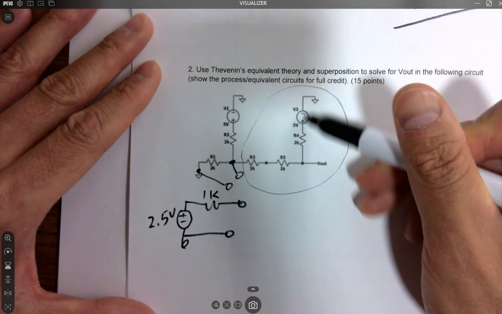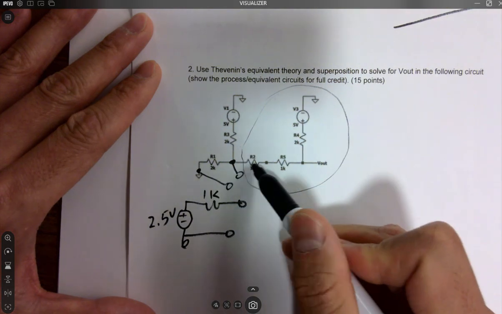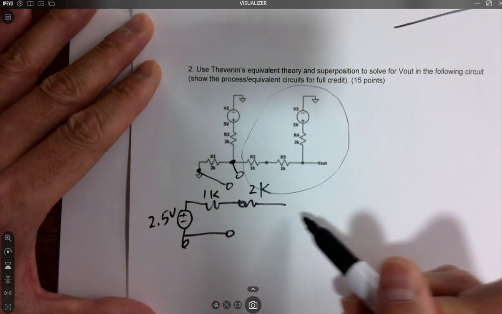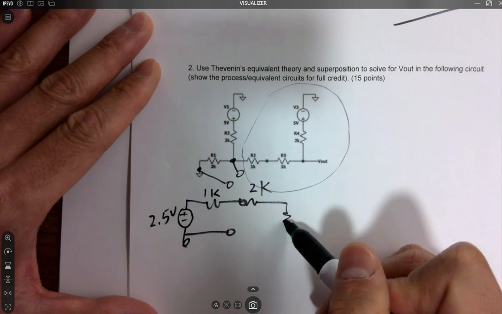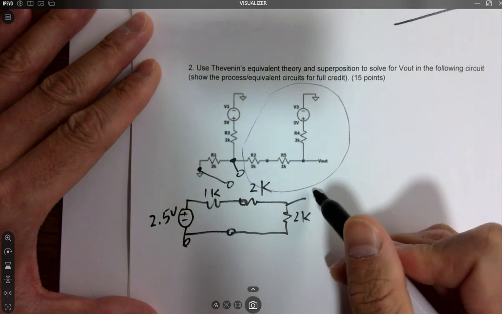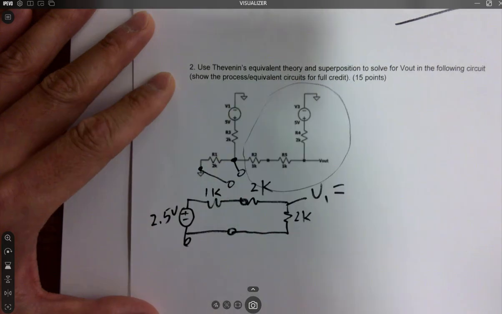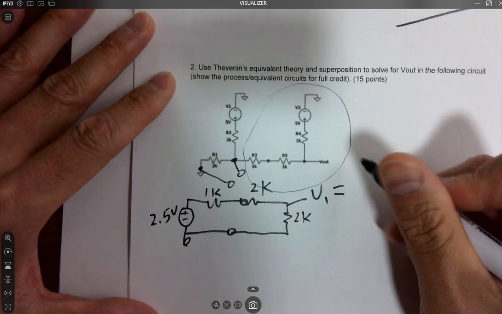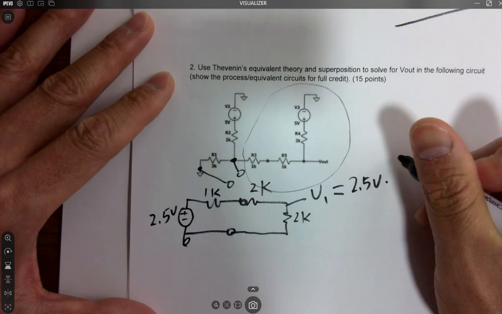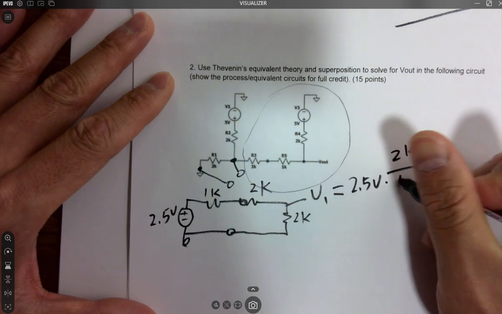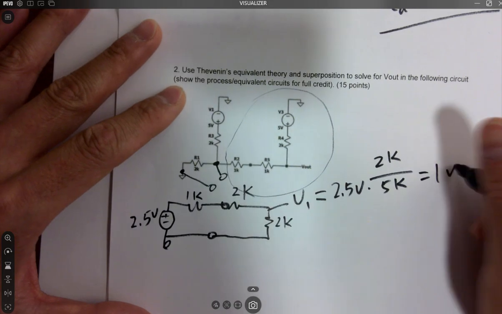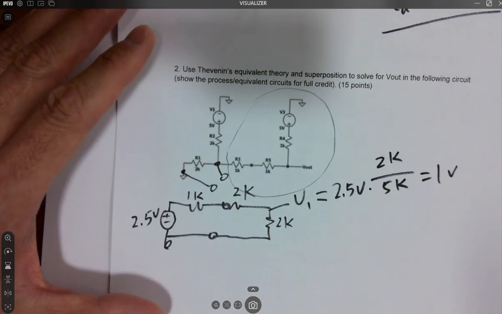And you short this guy, and connected here, you got 2 resistors. It's a 2K resistor, so overall you have a 3K. And then you got a voltage divider, right? And because this is shorted to ground, it's 2K. And this is the output. So we got a V1, which is the voltage divider, 2.5 volts times 2K divided by 5K. It's 1 volt, right? It's 1 volt.